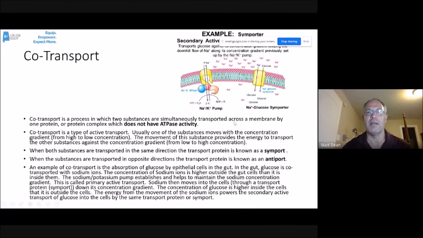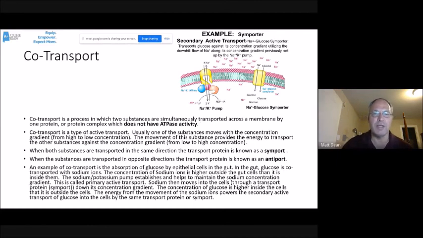All right, we'll end today by talking about the last type of cell transport that we're going to look at in AP Bio, and that is co-transport. So co-transport is a process in which two substances are simultaneously transported across a membrane by one protein. Usually this protein doesn't require ATP. It doesn't have any ATPase activity.